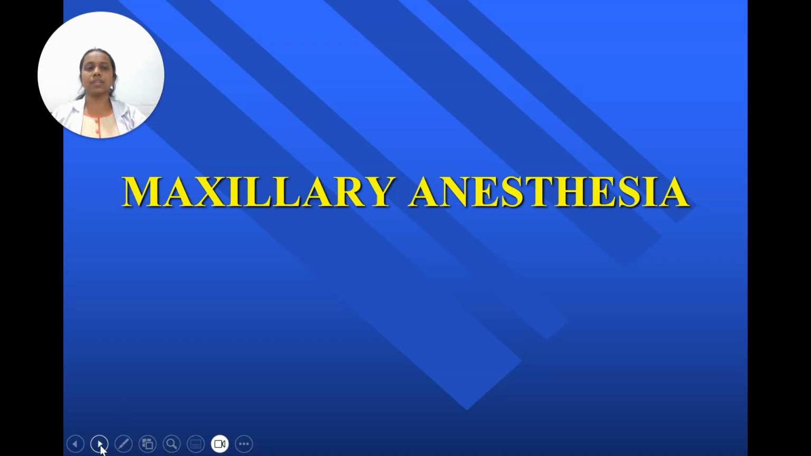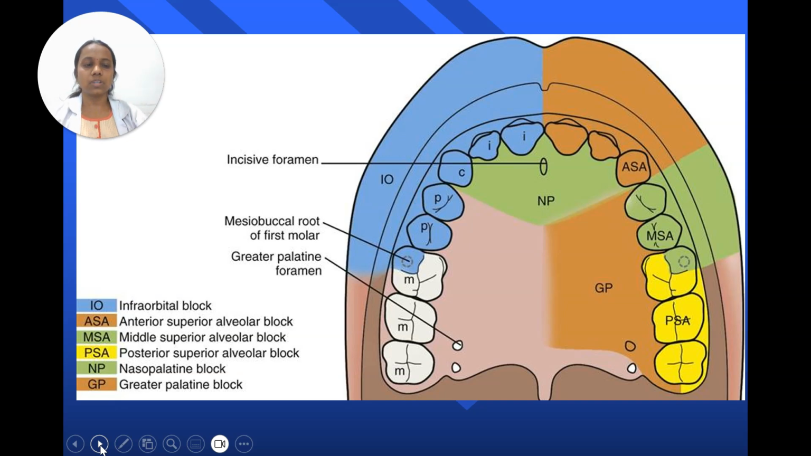Let's understand the maxillary anesthesia. This involves anesthetizing various nerves which supply different structures. The dental pulp of all the teeth, as well as the supporting structures, is supplied by the maxillary nerve and its branches.